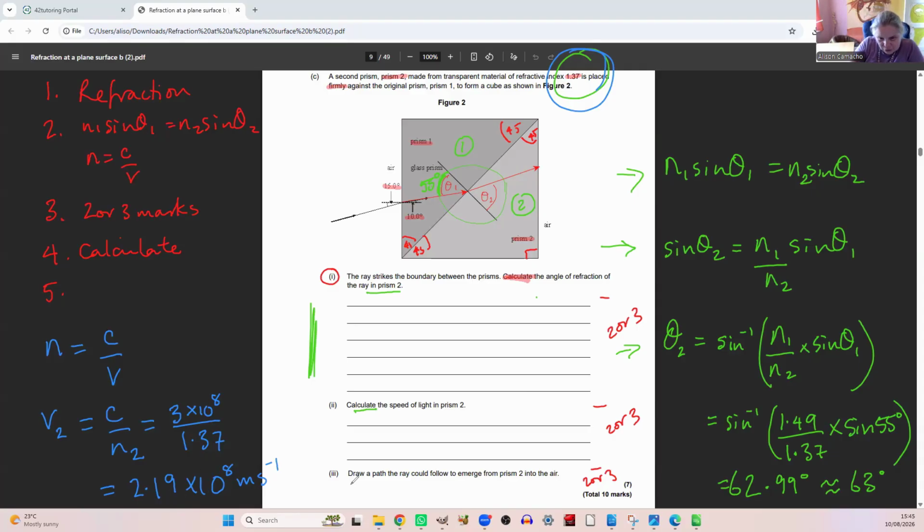Right, then it says, draw a path the ray could follow to emerge from prism 2. Okay, so this angle should be 63. Again, you really need to measure it and check that it really is about right. I don't know if that is. I'm going to put my protractor on the screen and see whether or not it's 63.